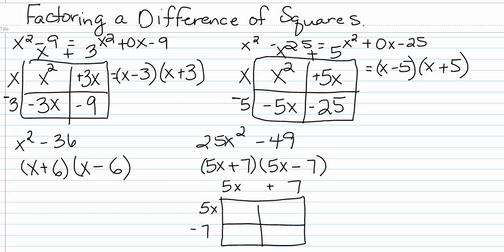You can always take the two factors that you have and multiply them together and check to see if you get what you need. So upper left will be 25x squared. Right here will be a positive 35x. Here will be a negative 35x. Those will give me 0. And then a negative 49. So 25x squared minus 49 is exactly what I had started with.